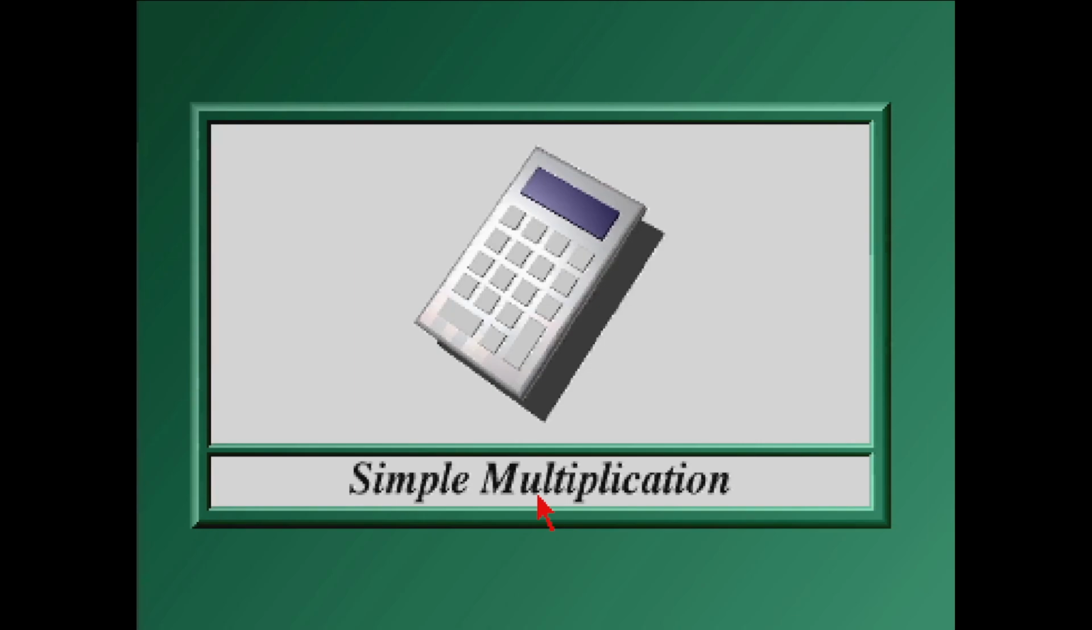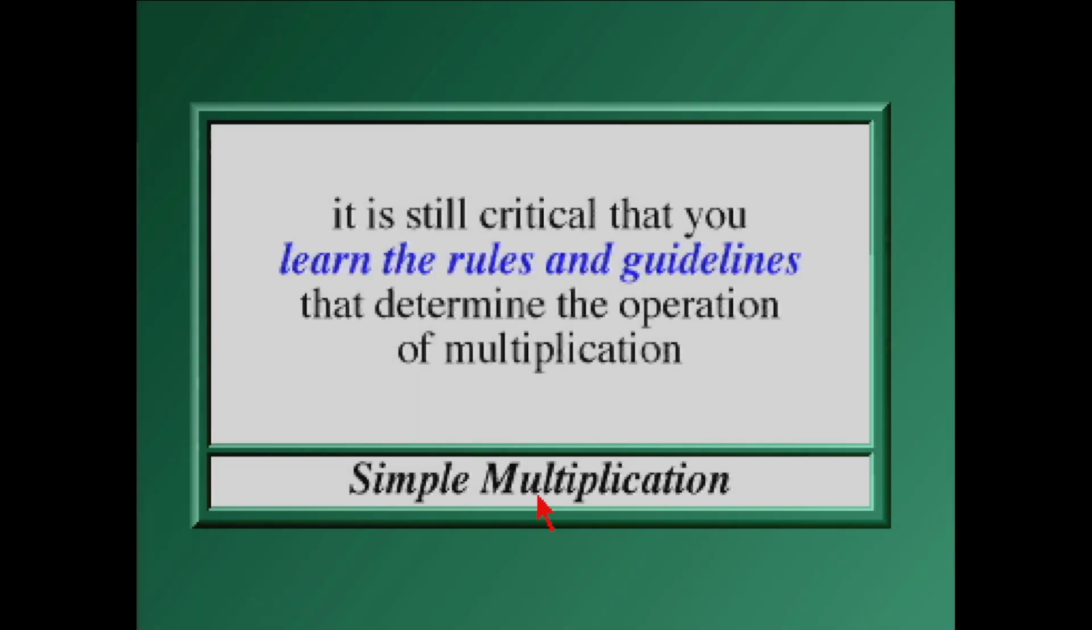The availability of low-cost electronic calculators has changed that perception. It is still critical that you learn the rules and guidelines that determine the operation of multiplication. But having to memorize the multiplication table no longer prevents one from using multiplication.